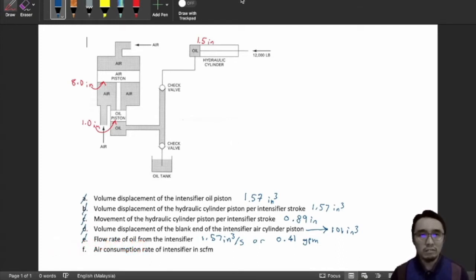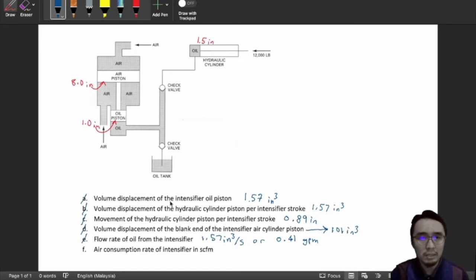Continuing from the previous video, we are now trying to find the air consumption rate of the intensifier in standard cubic feet per minute. This is our system as we have looked before. So we have the pneumatic part and the hydraulic part. The diameters of the pistons are shown here. I've labeled them. In the last video, we have computed all these parameters.